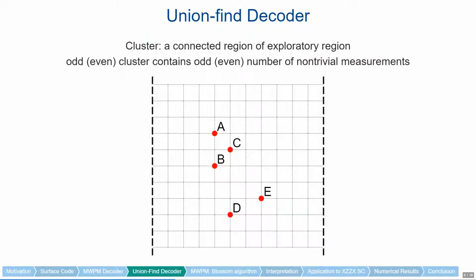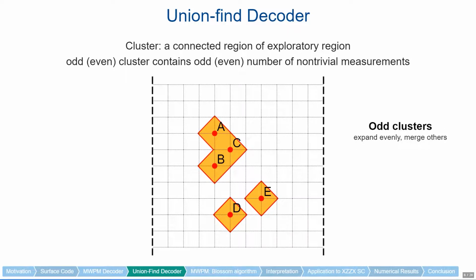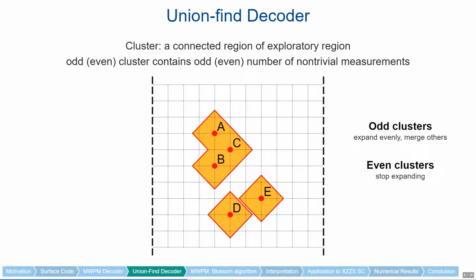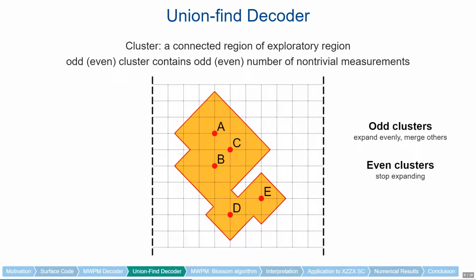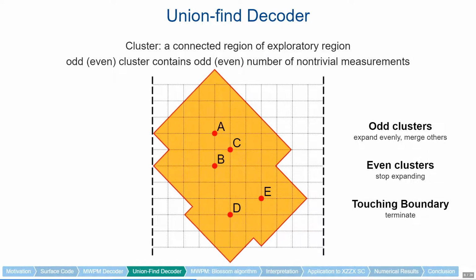Let's then look at how the unified decoder works. All non-trivial measurements are considered odd clusters at first and start expanding their exploratory regions. When clusters touch each other, they merge into a bigger cluster. In this case, the bigger cluster is still an odd cluster consisting of 3 vertices. When clusters merge into an even cluster, they will stop expanding. When an odd cluster touches an even cluster, it becomes a huge odd cluster and keeps expanding. Finally, when it touches either the left boundary or the right boundary, it will stop expanding.